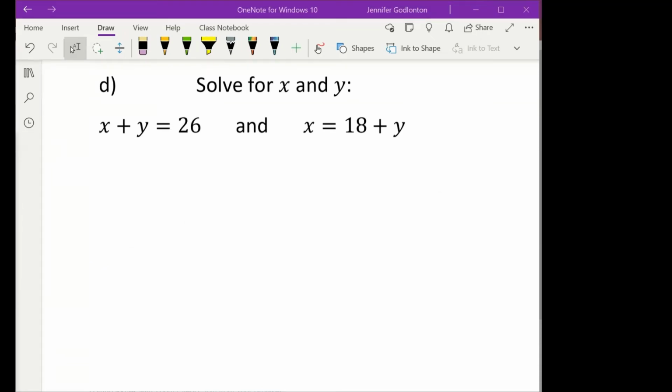Okay, so try your best with this one and see if you can get your values for x and y. Remember, it doesn't matter which method you use.